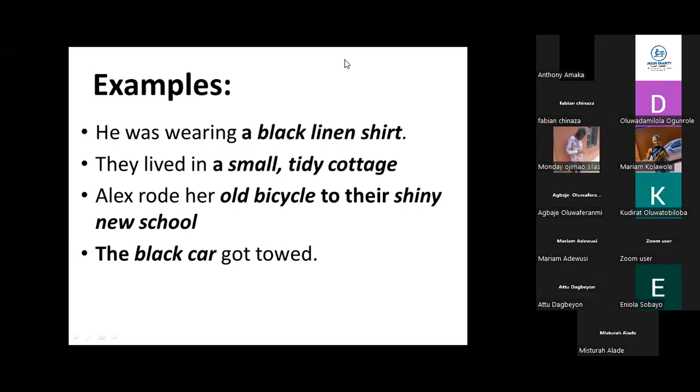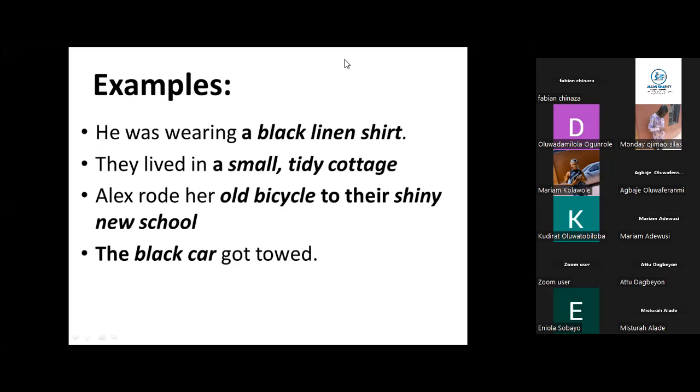That is why we are bringing those two modifiers. So we have modifier 1 as black, and modifier 2 as linen. So that structure, a black linen shirt, is a noun phrase, functioning as the object of the verb wearing.